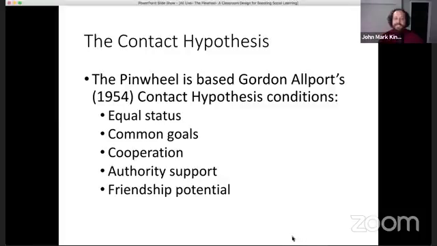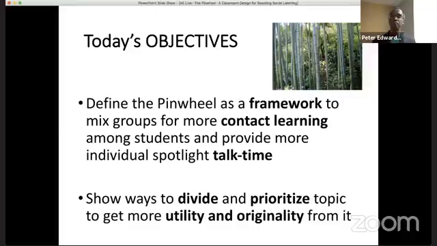Great. So if we can move on, basically the objectives for today are to define the pinwheel, as we already started, as a framework for mixing groups, for having contact learning and learning from each other in the classroom. Also to raise individual talking time. And we say here, spotlight talk time, because we're talking about one student getting a certain amount of time, as much as possible in each class, where they have the spotlight, right? They are being focused on by people in their small group.